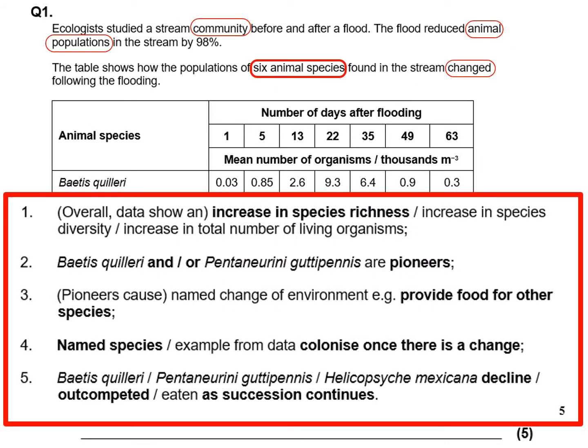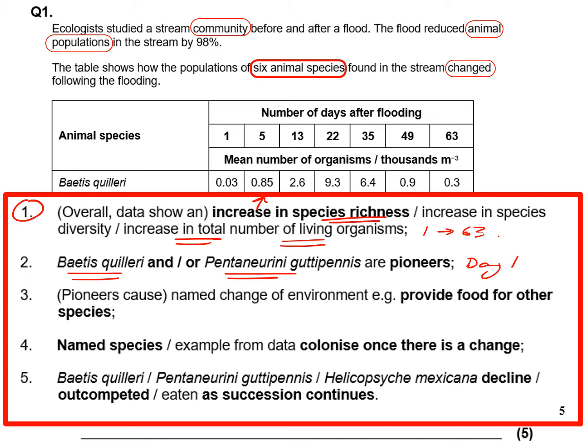So the answers then, if you guys want to go through them, the first mark point was there's an increase in species richness from day 1 to day 63 after the flood. Or you could say there's an increase in species diversity, or there's an increase in the total number of living organisms from day 1 to day 63. You could give the 2 Latin names of the pioneer species that are present at day 1.